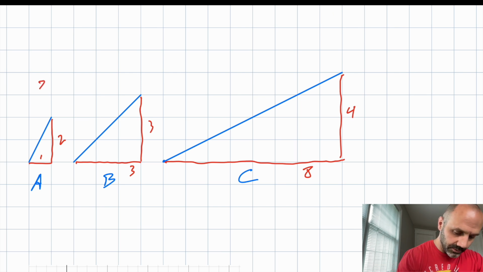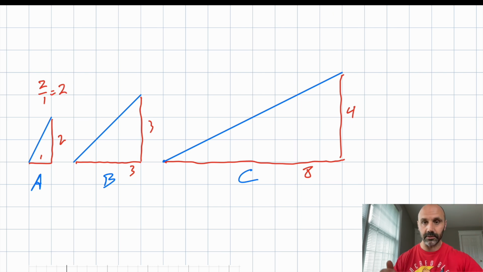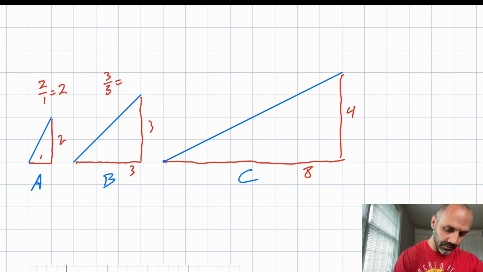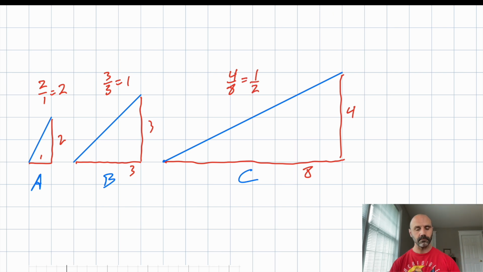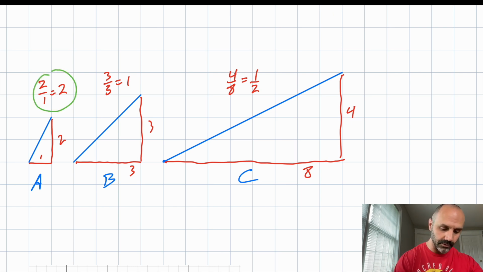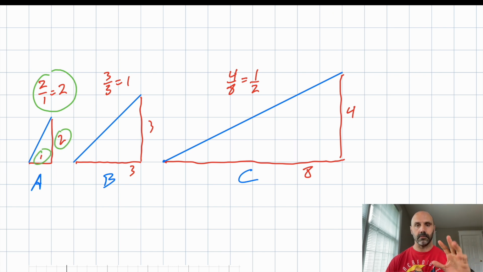This is 2 over 1. That gives me a steepness rating, or steepness index, of 2. 3 over 3 is 1. And 4 over 8, I simplify to 1/2. So that gives me the result that I want. What did I do? I took the vertical divided by the horizontal. In terms of formula, that's what I did.